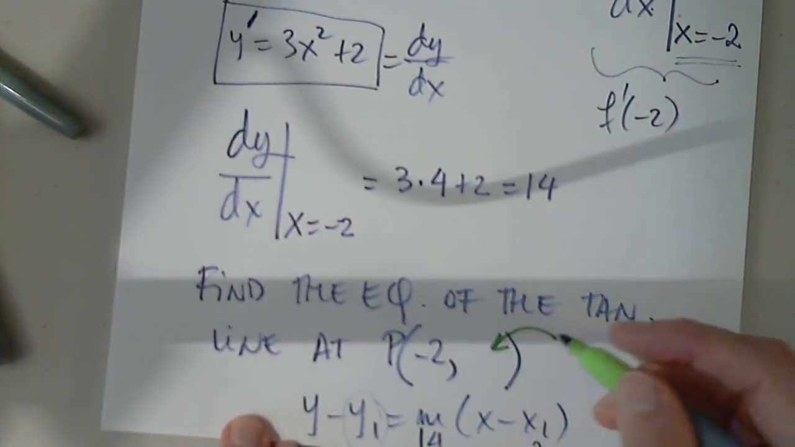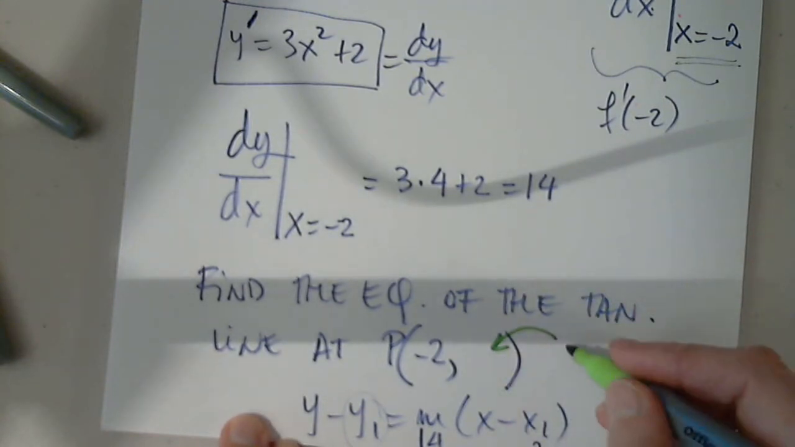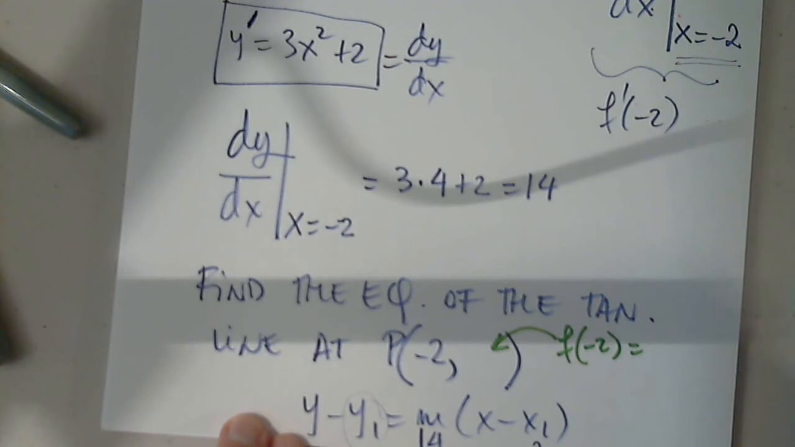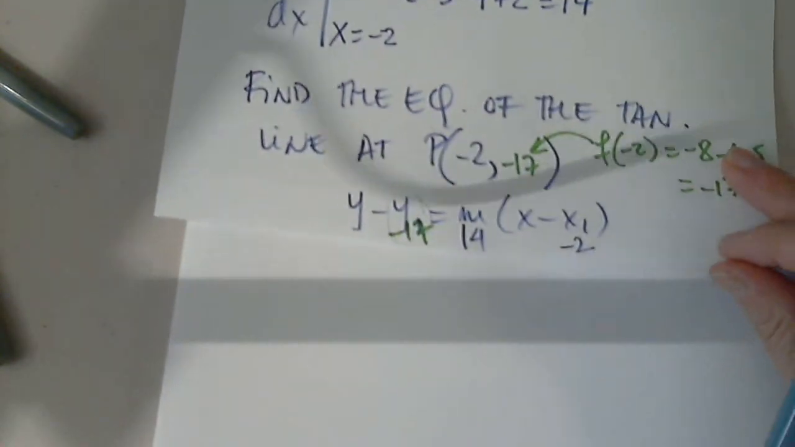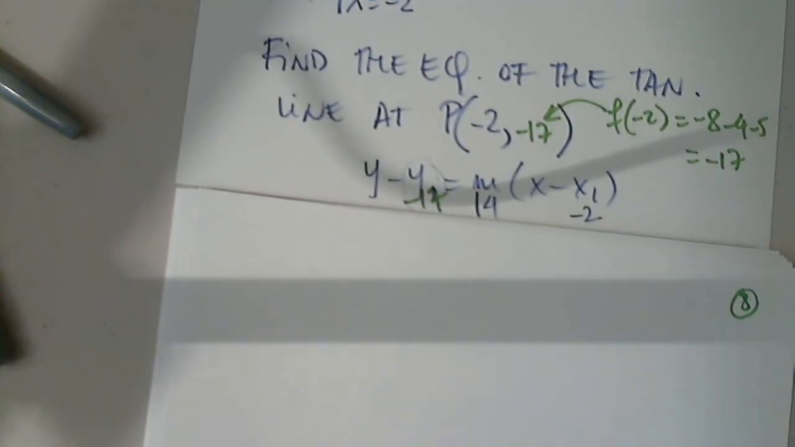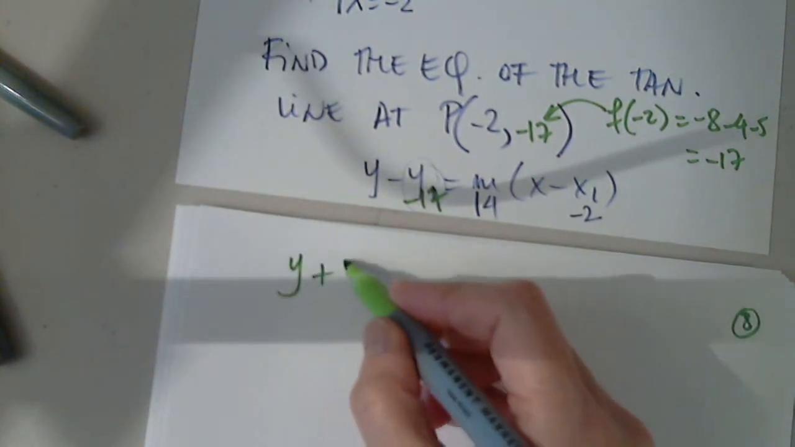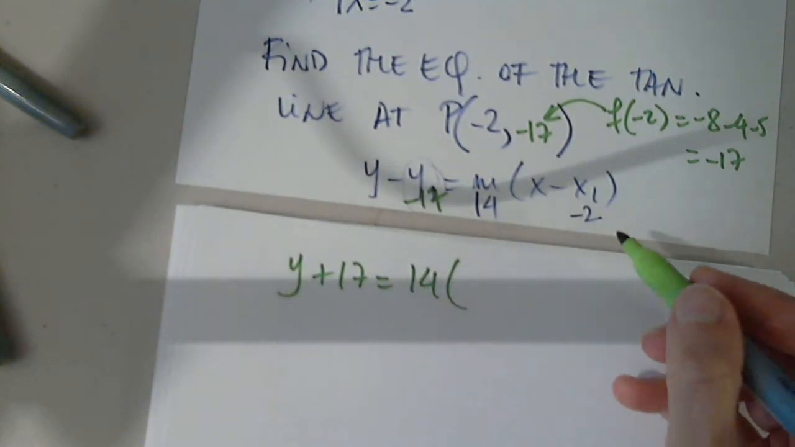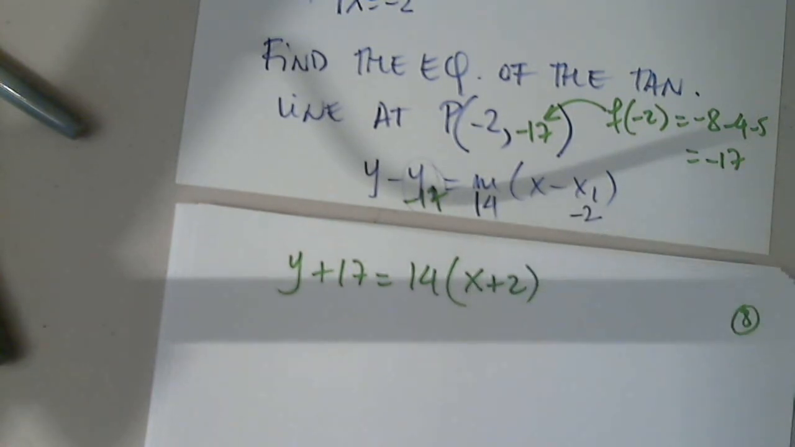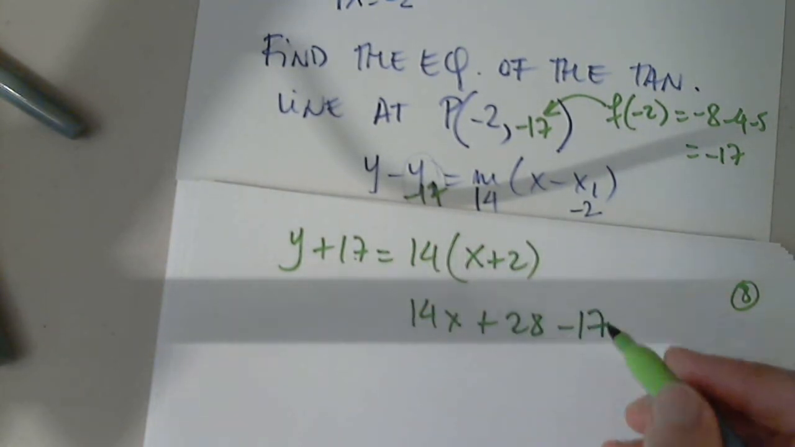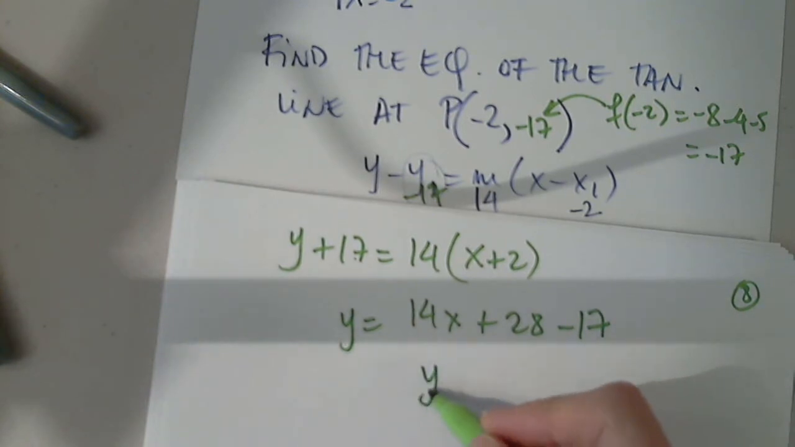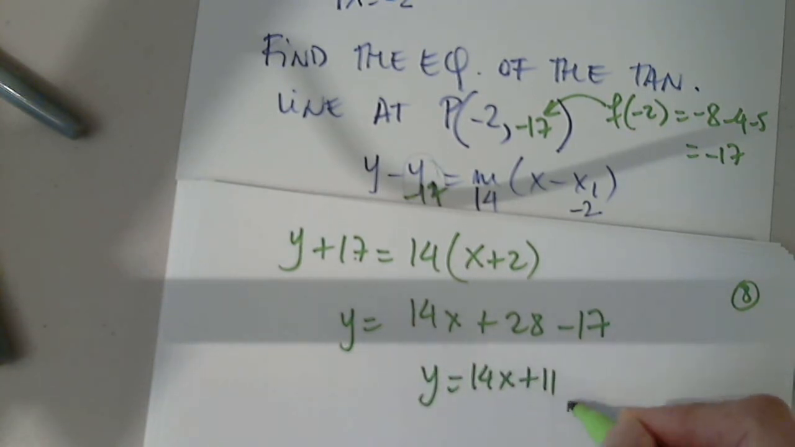Very good. This value must be y evaluated at negative 2. So f of negative 2, which is negative 8 minus 4 minus 5. So I think that this is negative 17. So I will determine the equation of the tangent as y plus 17 equals 14 times x plus 2. I distribute, 14x plus 28, but minus 17, because I move it to the other side. So y equals 14x plus 11.